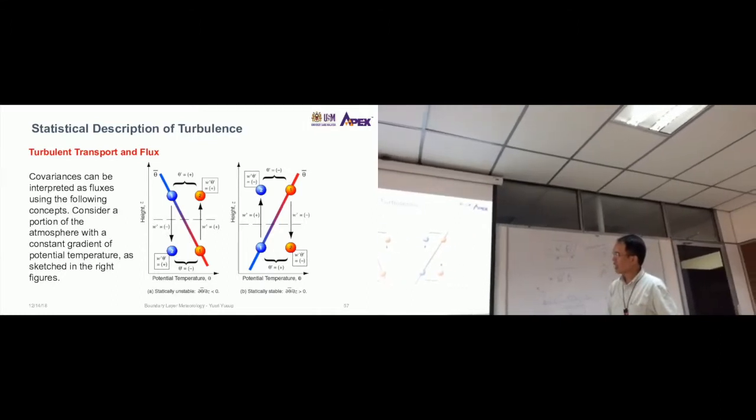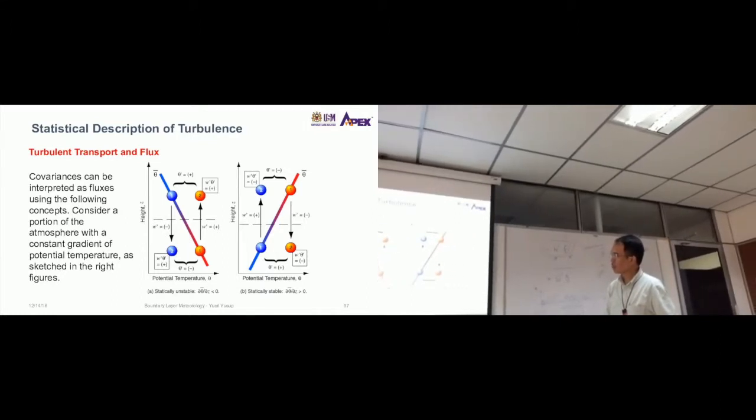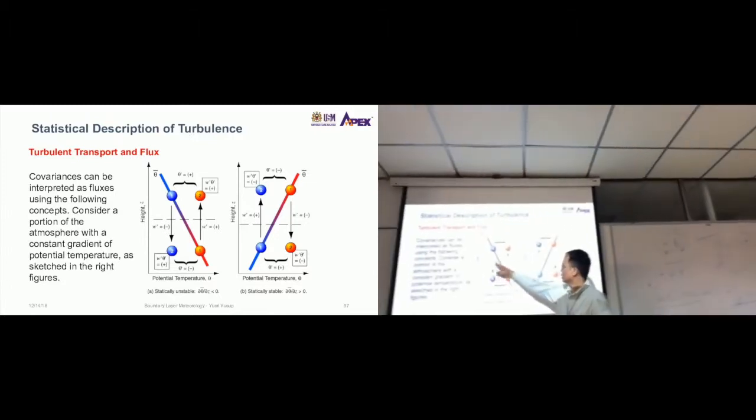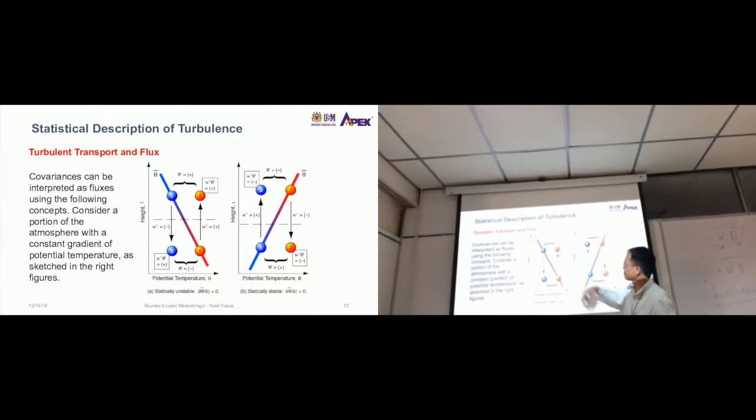So covariances can be interpreted as fluxes using the following concepts. Consider a portion of the atmosphere with a constant gradient of potential temperature, as sketched in the right figures. So I think this one we have to go through slowly. There is a certain height.